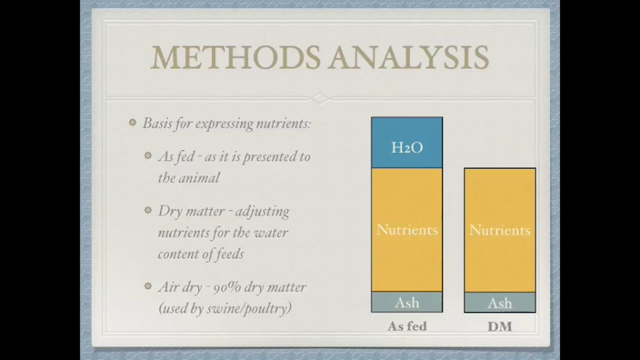Some species, especially poultry and swine, and even some of your complete feeds that you may buy at a feed store, even dog food and cat food, is expressed on what we call an air dry basis. That represents approximately 90% dry matter, meaning it's not quite 100% dry matter, but it's not complete as fed either. It's an in-between one as well. Most of the time, though, we're going to be working with as fed versus dry matter.